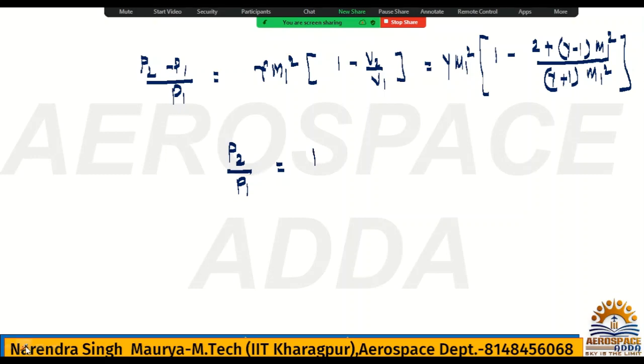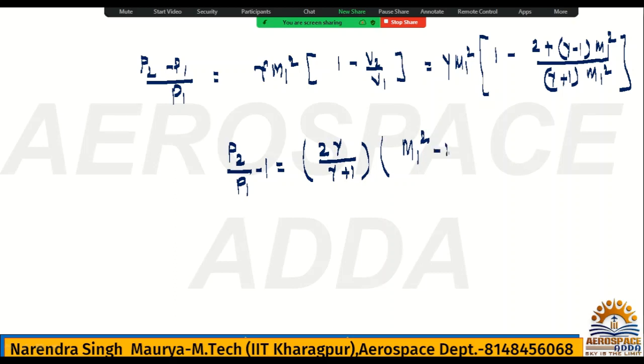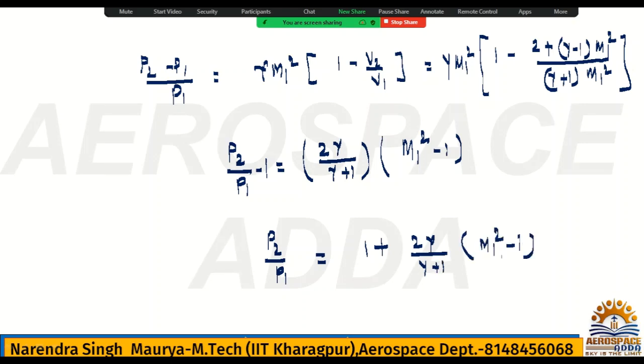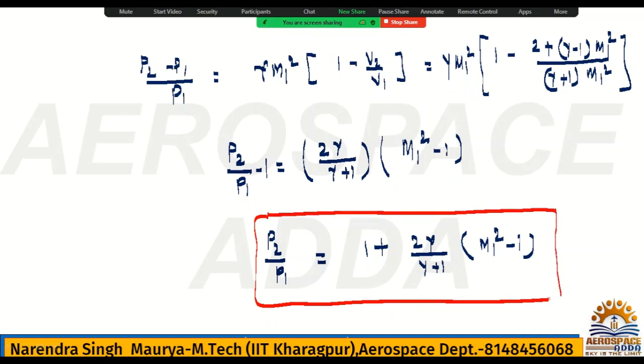Or one more line I will write better. So this p2 by p1, this equation will be p2 by p1 minus 1, yes or no, is equal to, what you will get, that result I will write, it will be 2 gamma upon gamma plus 1, and in bracket it is m1 square minus 1. So what will be the p2 by p1? It will be 1 plus 2 gamma upon gamma plus 1 m1 square minus 1. This is the result here, okay? This is very powerful result. Very powerful result. And question they are asking based on this formulation, okay? P2 by P1, very frequent question they are asking. So please remember this.